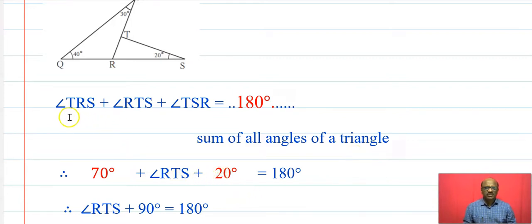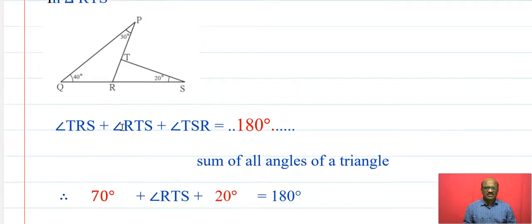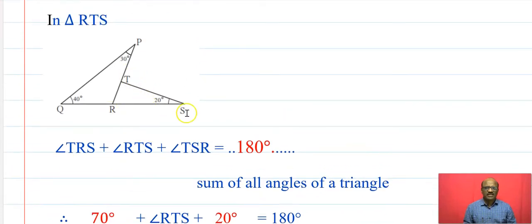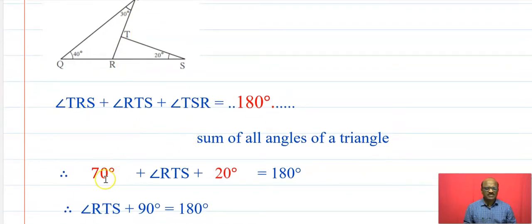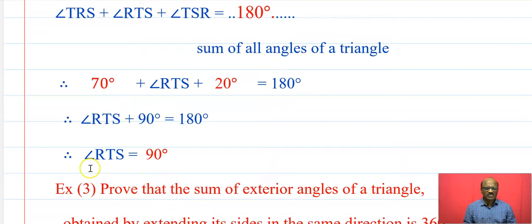And what about the measure of angle TRS? We know that the measure of angle PRS is equal to 70 degrees, and TRS is 70 degrees. That is, 70 degrees plus measure of angle RTS plus measure of angle TSR, which is 20 degrees, is equal to 180. Therefore, 70 degrees plus 20 degrees is equal to 90 degrees, and therefore measure of angle RTS is equal to 180 minus 90, that is 90 degrees.